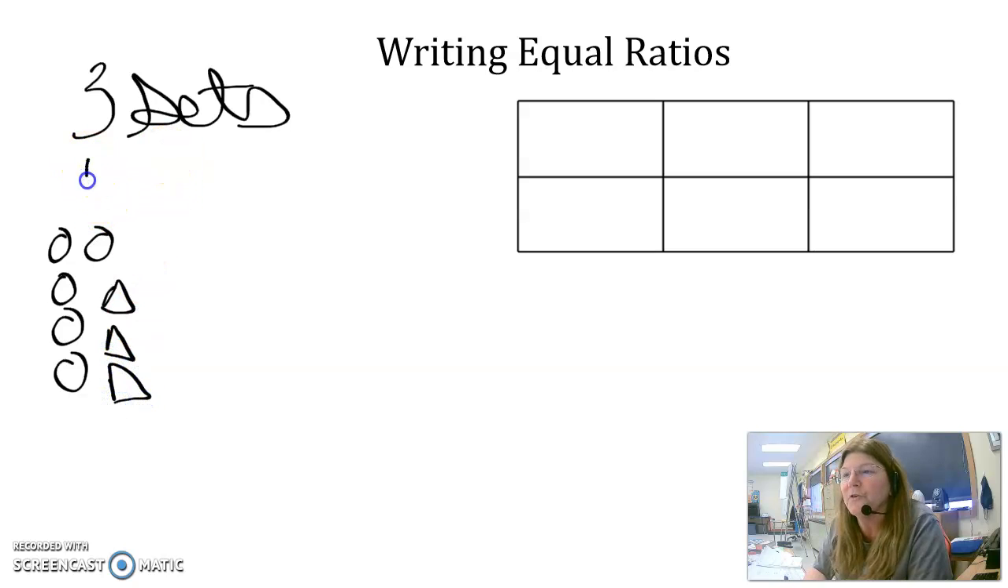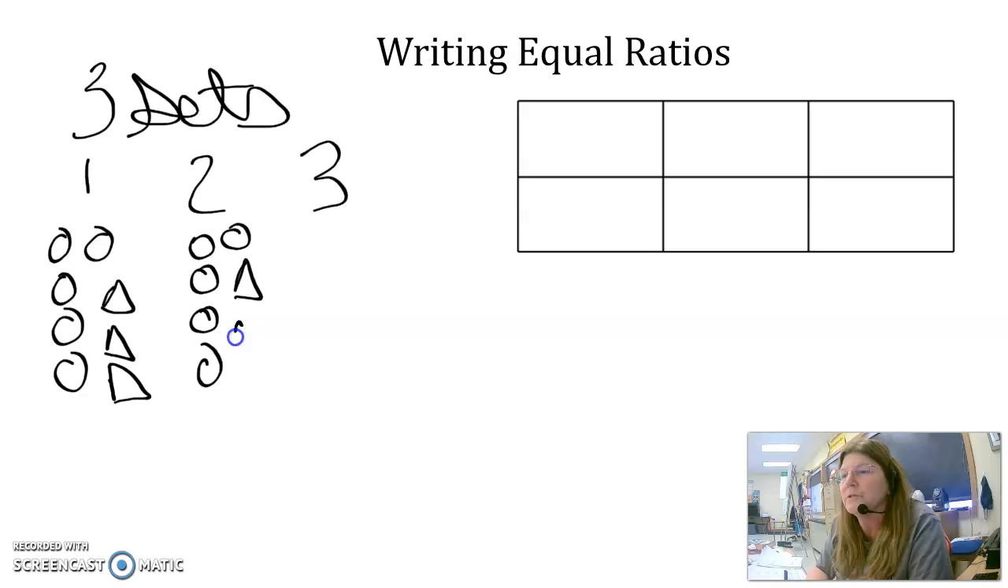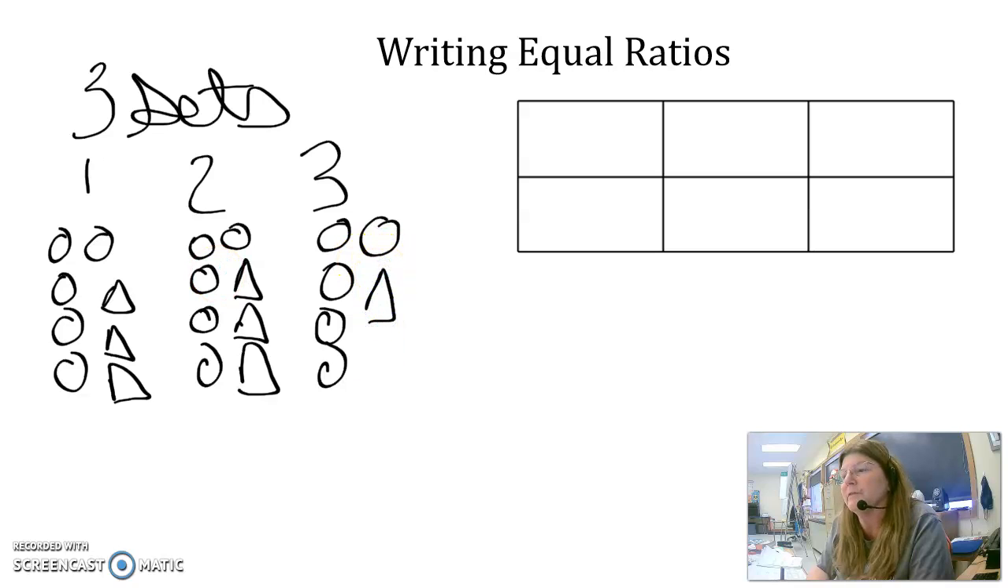So this is your first set. Then there's a second set and a third set that are all exactly the same. 1, 2, 3, 4, 5. 1, 2, 3. This third set is exactly the same. And I think that's right. 1, 2, 3, 4. 1, 2, 3, 4. I just have to make sure I'm not messing this up.